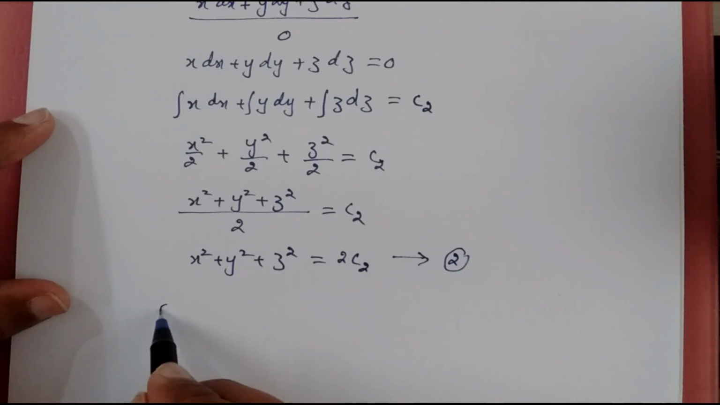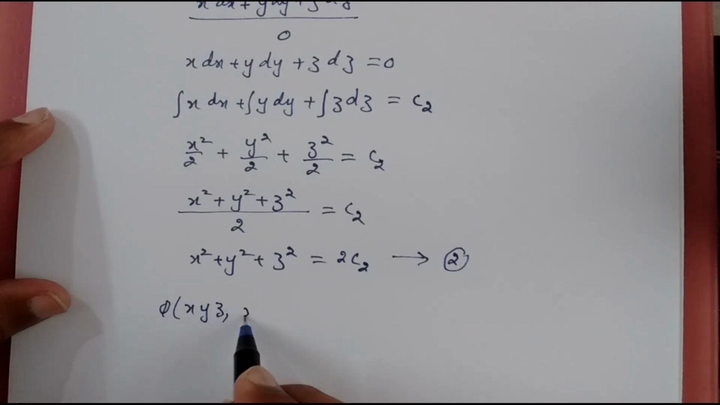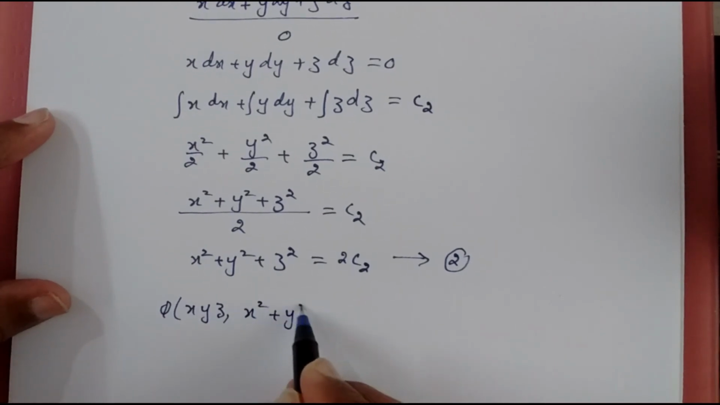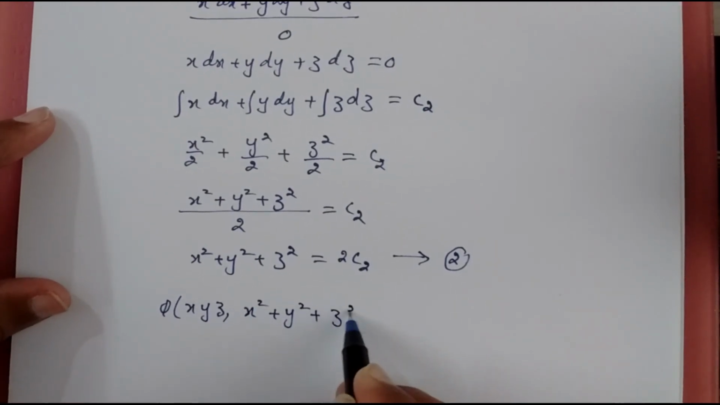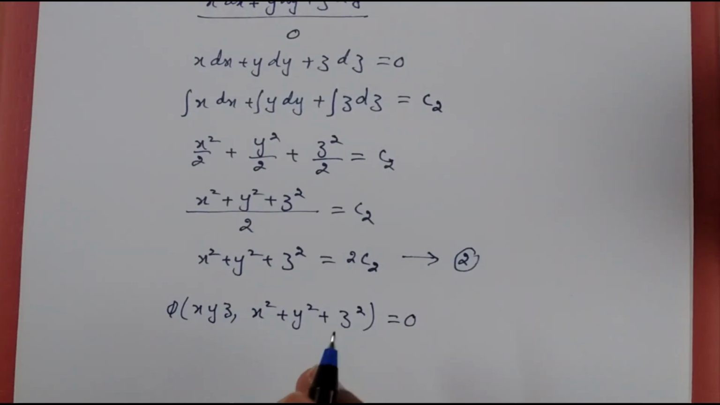Now if you write down the final solution, the first solution you have got is xyz, and the present solution is x square plus y square plus z square. So that's the solution we have.